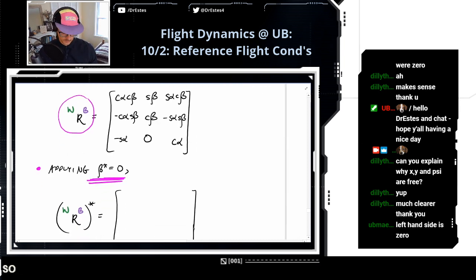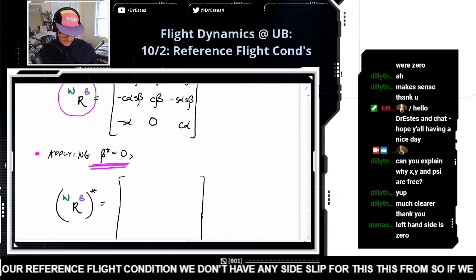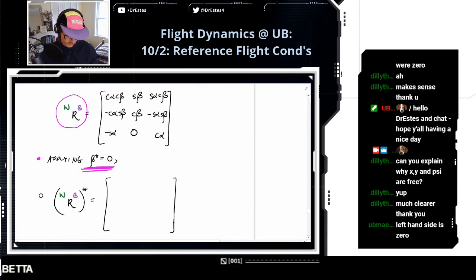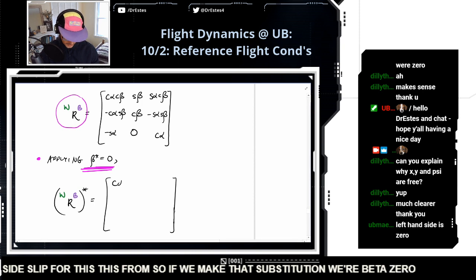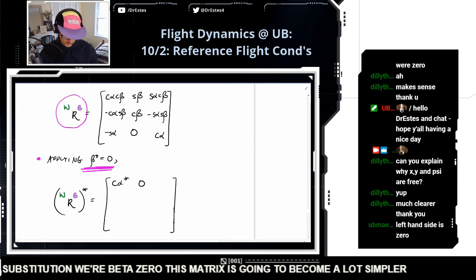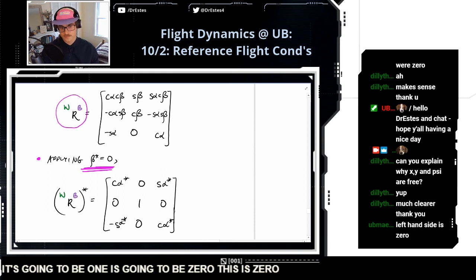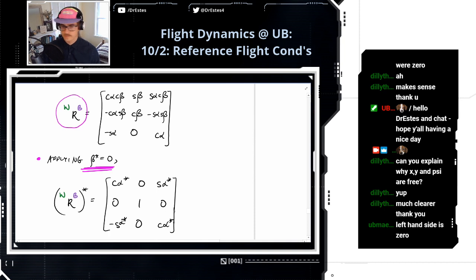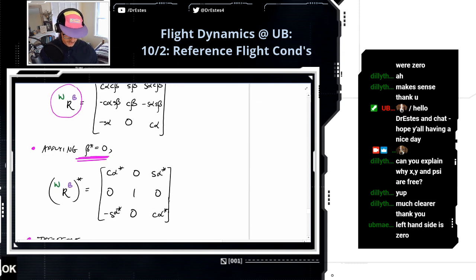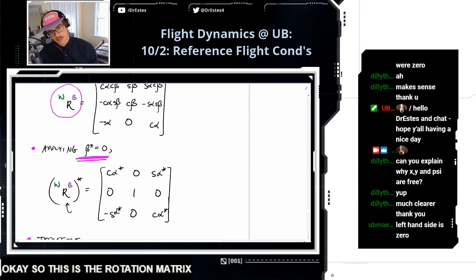So if we make that substitution where beta is zero, this matrix is going to become a lot simpler. It's going to be zero. This is going to be one. This is going to be zero. This is zero. Okay. So this is the rotation matrix at our reference flight condition.